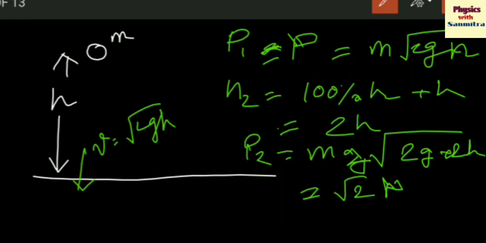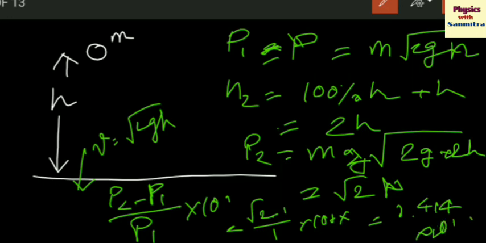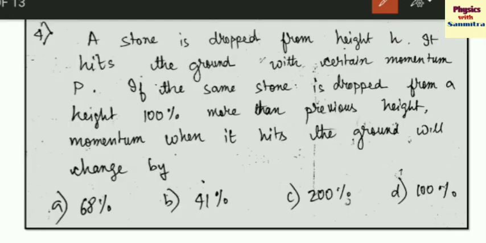Now if this is root 2 into p, I can write (p2 minus p1) by p1, this is my percentage change, into 100. That will be (root 2 minus 1) by 1 into 100. Root 2 is 1.414, 1.414 minus 1 is 0.414. 0.414 into 100, that will be my 41%. So my correct answer is 41%.